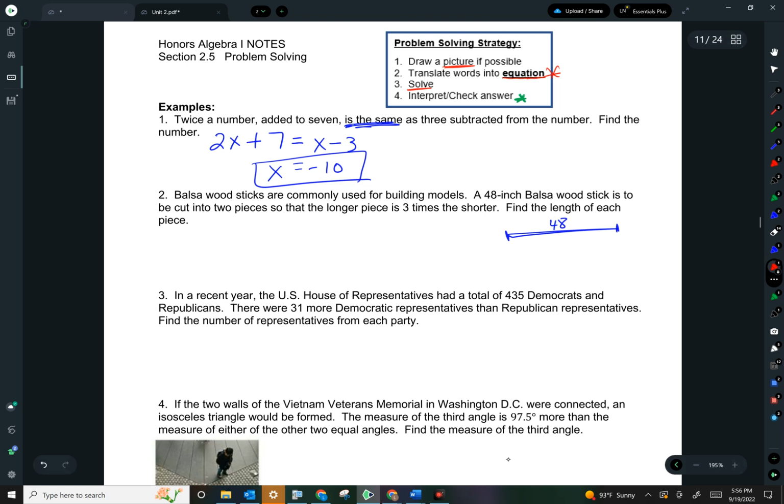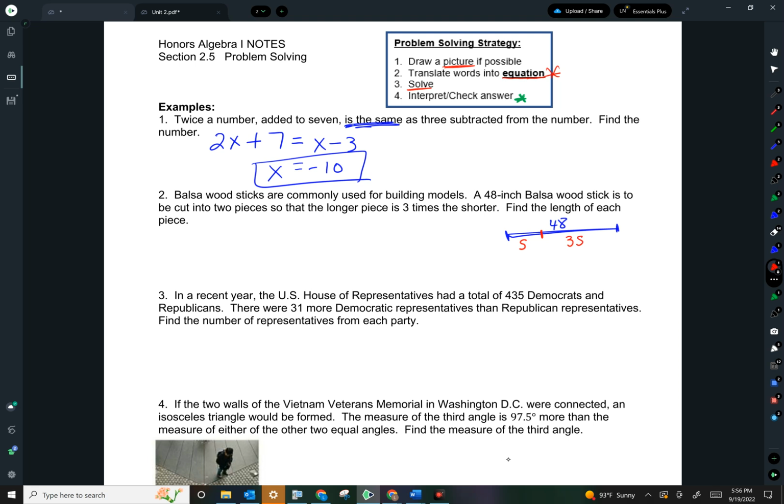Now, it doesn't say that it's cut evenly or anything like that, so I'm just going to cut it into 2 pieces. Let's say that's where I cut it. I may not be drawing this to scale. It doesn't matter. It says it's cut into 2 pieces so that the longer piece, on my picture the one over here at the right, is 3 times the shorter. Okay, so this is the shorter piece. And the longer piece over here is going to be 3 times whatever that shorter piece is, right?